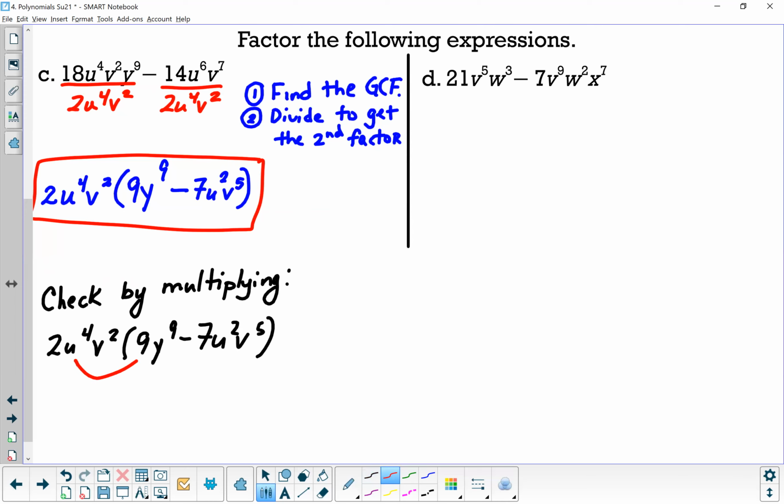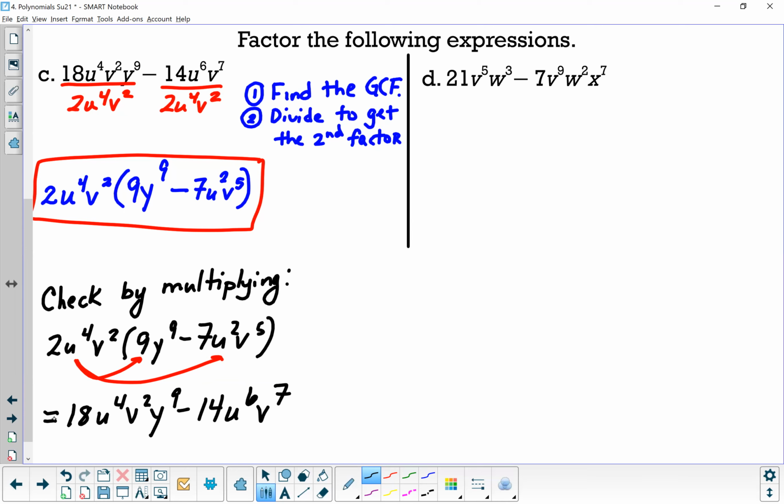So distribute, and that's going to give us 2 times 9, 18, u to the 4th v squared y to the 9th, minus 2 times 7 is 14. U to the 4th times u squared, add your exponents, so that's u to the 6. V squared times v to the 5th, add your exponents, that's v to the 7th. And that matches our original expression, and so I'm feeling very confident about my answer for factoring.